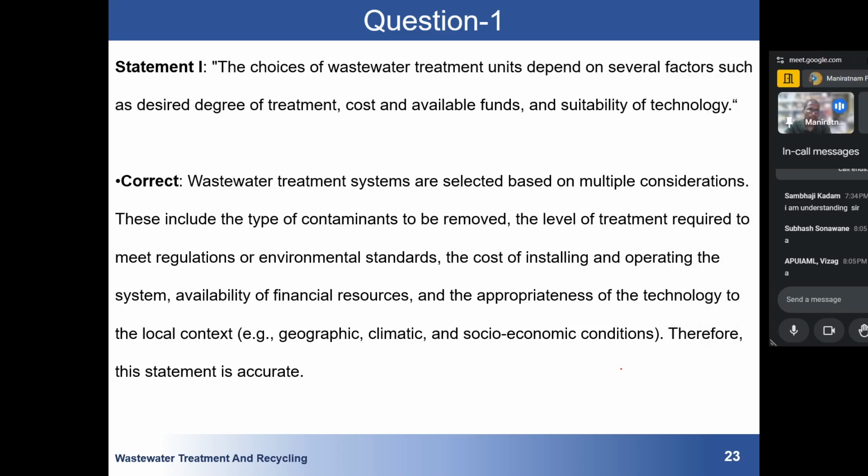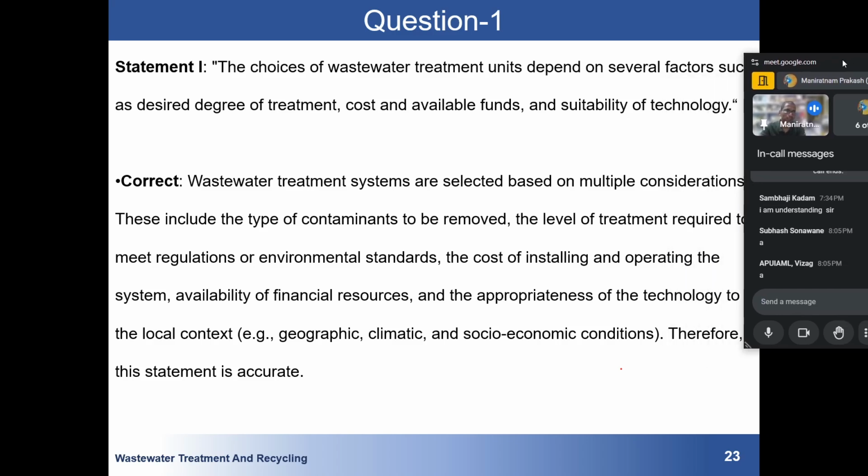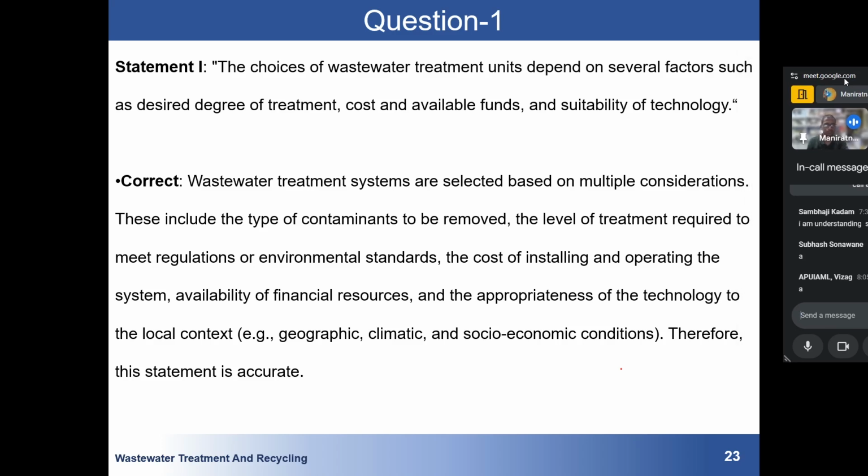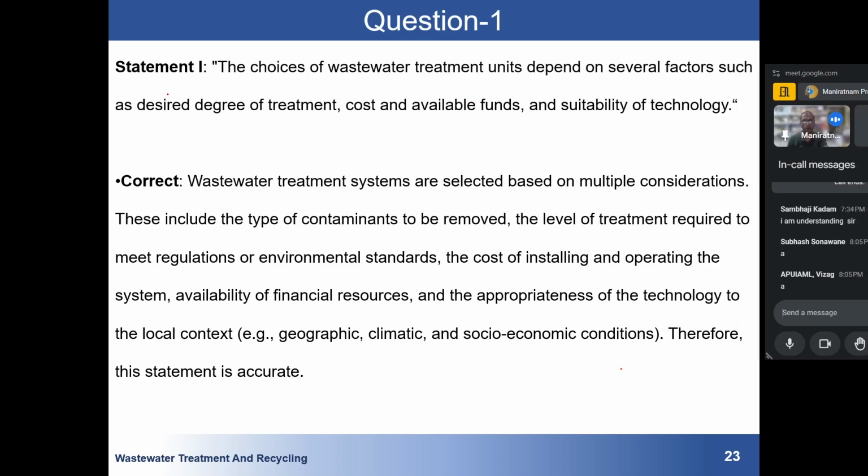Okay. So this was a very normal question. We know that the first option is correct because yes, it depends on how much degree of treatment we want and how much funds are available. So the first statement is correct. Wastewater treatment is selected upon multiple considerations. These include the type of contaminant to be removed and the level of treatment required to meet the regulation. Just remember, they are all connected to each other.